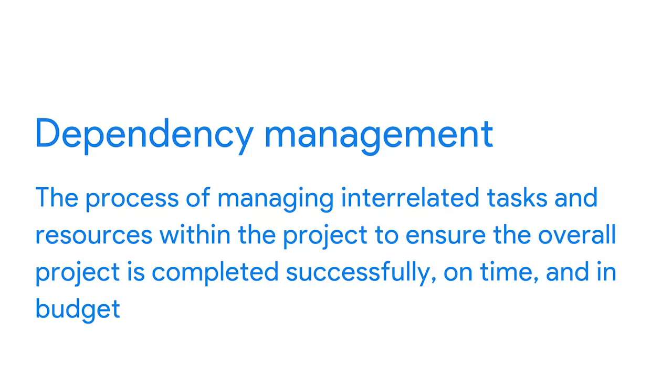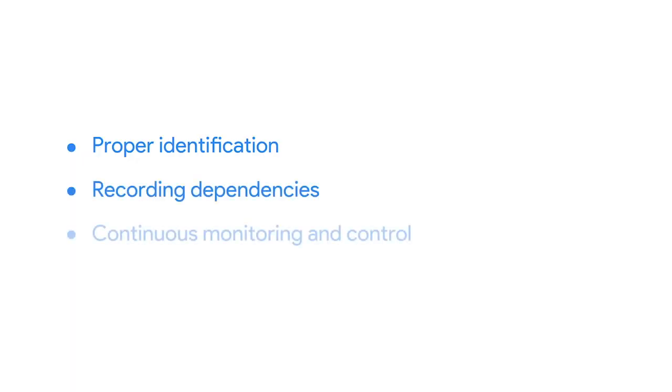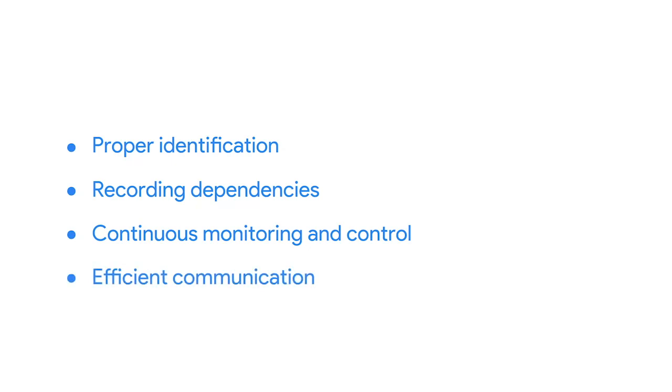A project manager has to work diligently to incorporate dependency management. Dependency management is the process of managing all of these interrelated tasks and resources within the project to ensure that your overall project is completed successfully, on time, and in budget. To pursue effective dependency management, there are 4 important steps that a project manager can take: proper identification, recording dependencies, continuous monitoring and control, and efficient communication. The first step is proper identification. A project manager will have to brainstorm all possible project dependencies with their team and categorize them accordingly.